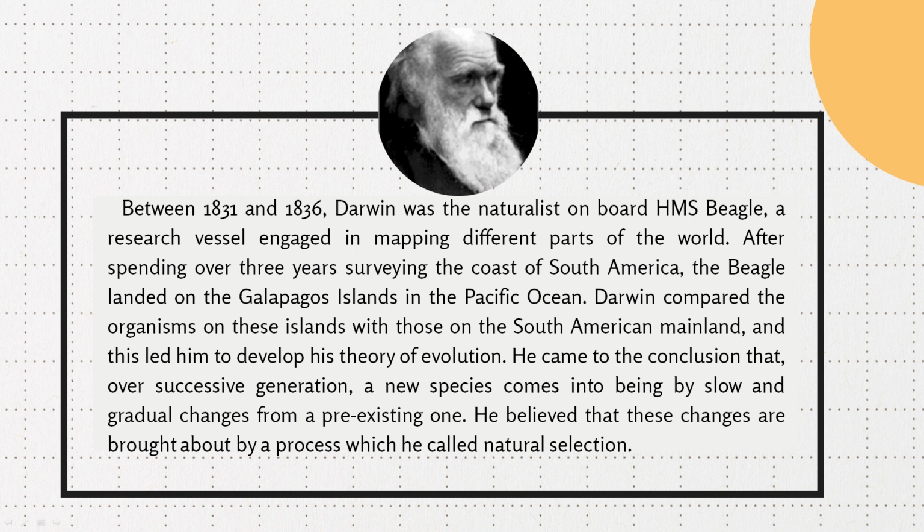Between 1831 and 1836, Darwin was the naturalist on board HMS Beagle, a research vessel engaged in mapping different parts of the world. After spending over 3 years surveying the coast of South America, the Beagle landed on the Galapagos Islands in the Pacific Ocean. Darwin compared the organisms on these islands with those on the South American mainland, and this led him to develop his theory of evolution. He came to the conclusion that over successive generations, a new species comes into being by slow and gradual changes from a pre-existing one. He believed that these changes are brought about by a process which he called natural selection.